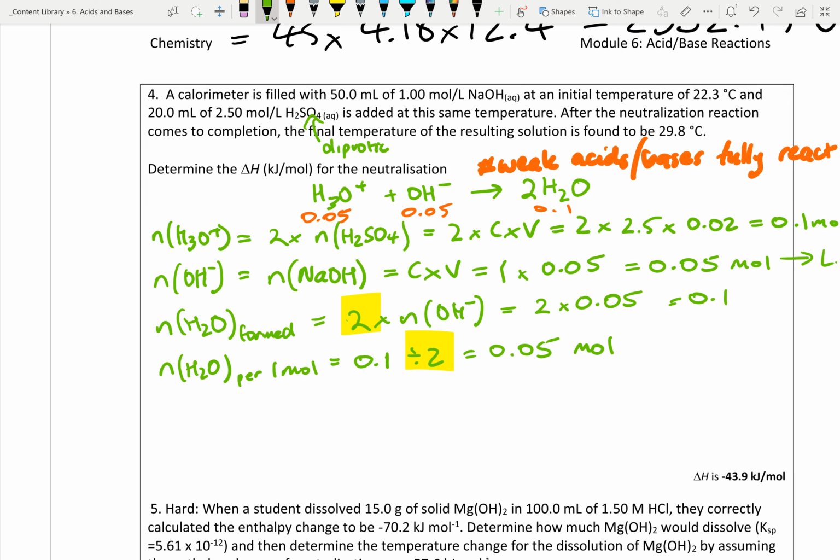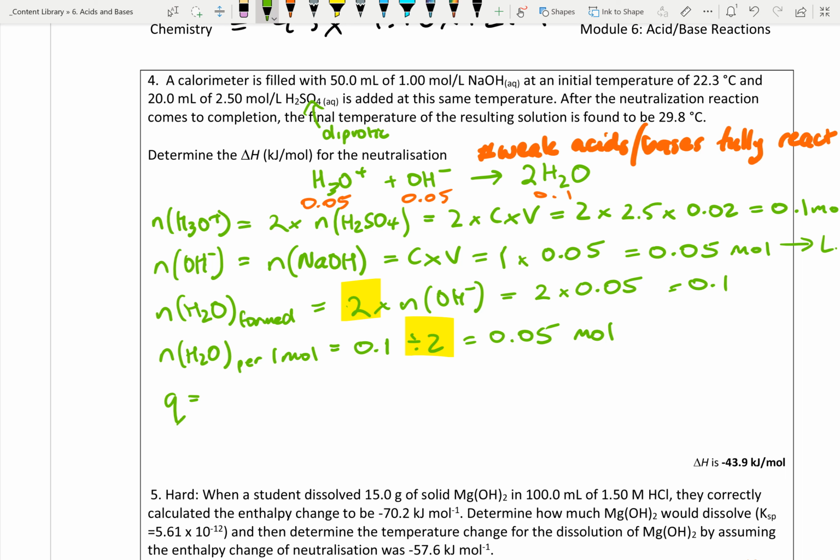This is basically per mole of water formed. This is how much water formed, and then I've got to figure out how much energy was released by that reaction, or released during that formation of that much water. And I do Q equals mcΔT. I'm going to use the subscript W to remind you that we're focusing on the solution, the water, and how much energy it absorbs.